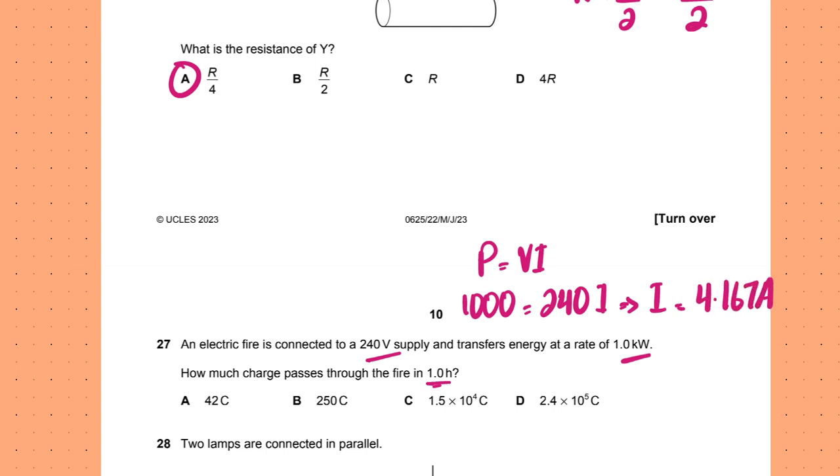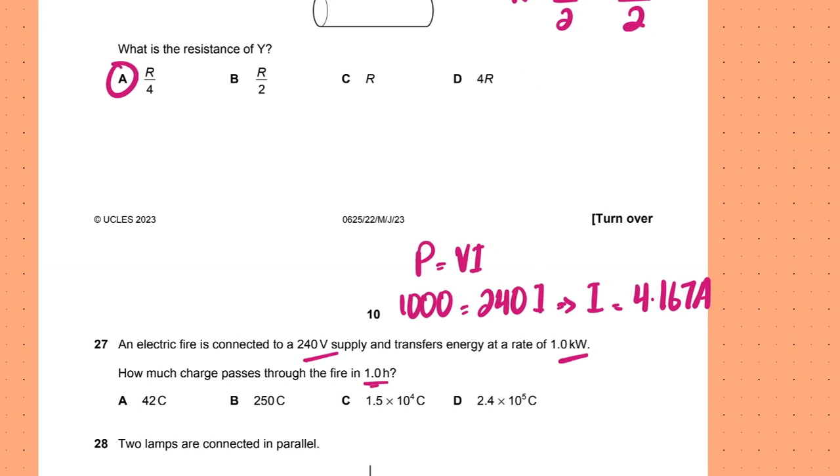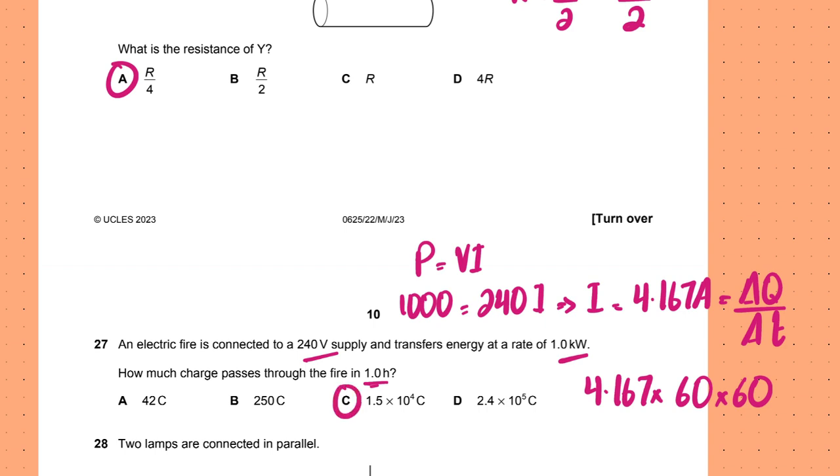And current is the rate of flow of charge, so that's delta Q over delta T. This time is in hours, but keeping everything in SI units, the time should also be in seconds. So I need to convert this then. So 4.167, each hour has 60 minutes. Each of those minutes has 60 seconds. So just multiply this by 3600. Turns out to be 15,000. So 1.5 into 10 to the 4 coulombs.